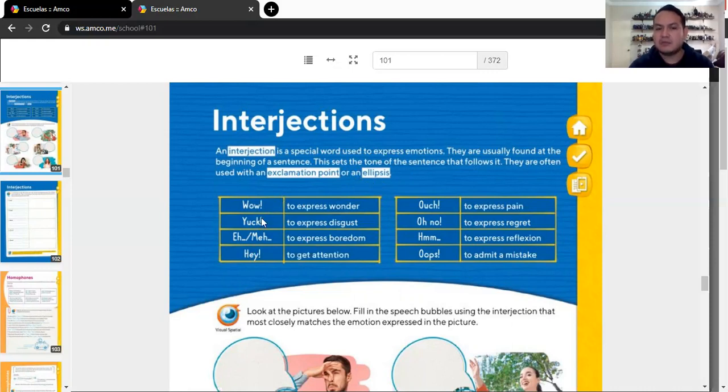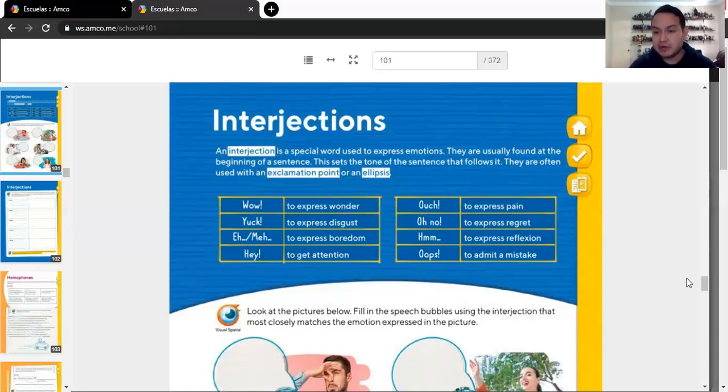Wow! Yuck! Hey! Ouch! Oh no! Oops! Expressions. Simple like that. Interjections are expressions that we always use when we speak. When you write anything that wants to express something, it's an expression, okay? That is an interjection. It's not that complicated, okay?